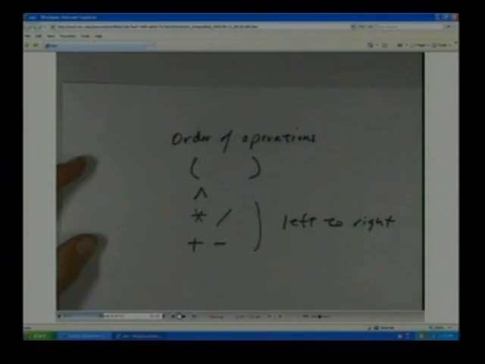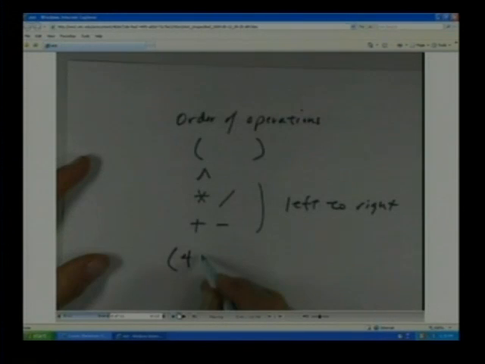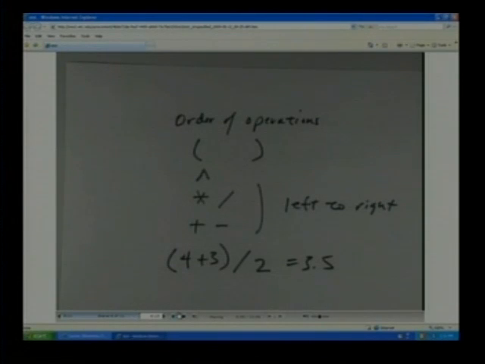And you may see that in something like (4 plus 3) divided by 2. So you do what's inside parentheses first, which should give us 7, and then divided by 2. So the answer here is going to be 3.5. If you haven't seen that, you may want to brush up on the order of operations a little bit.